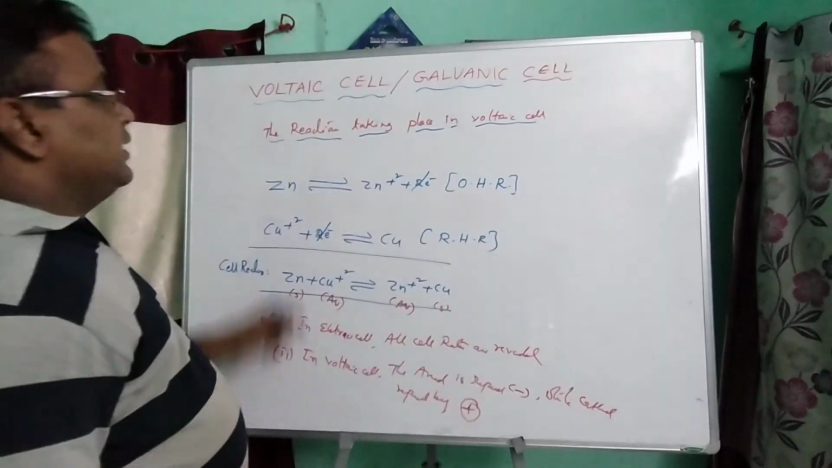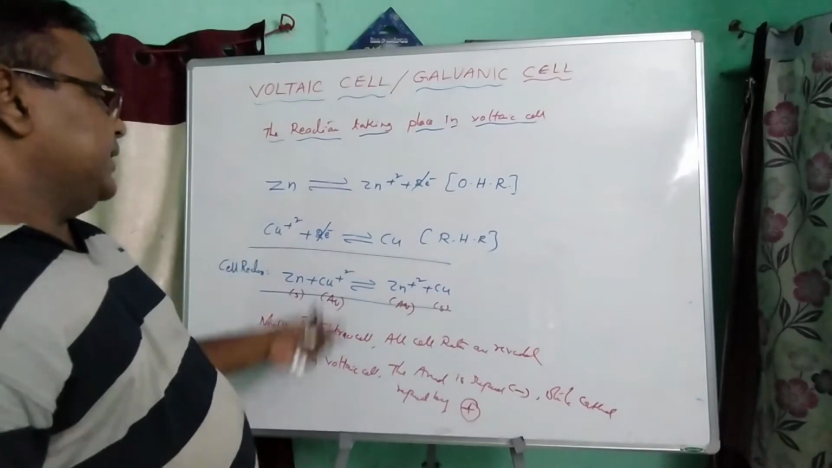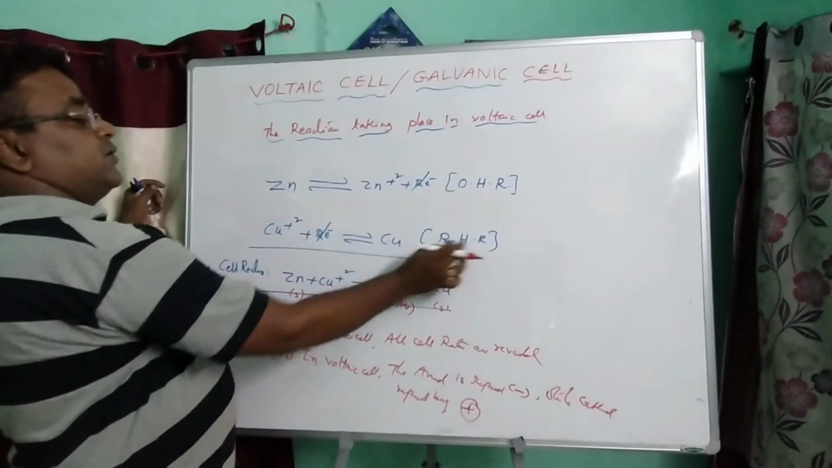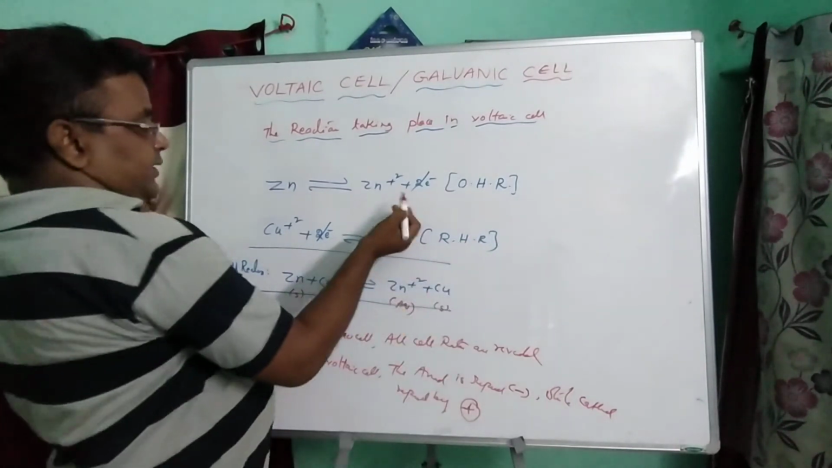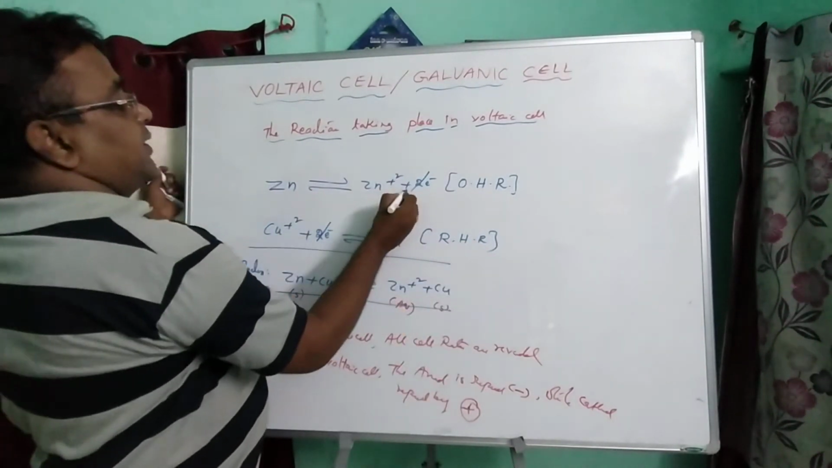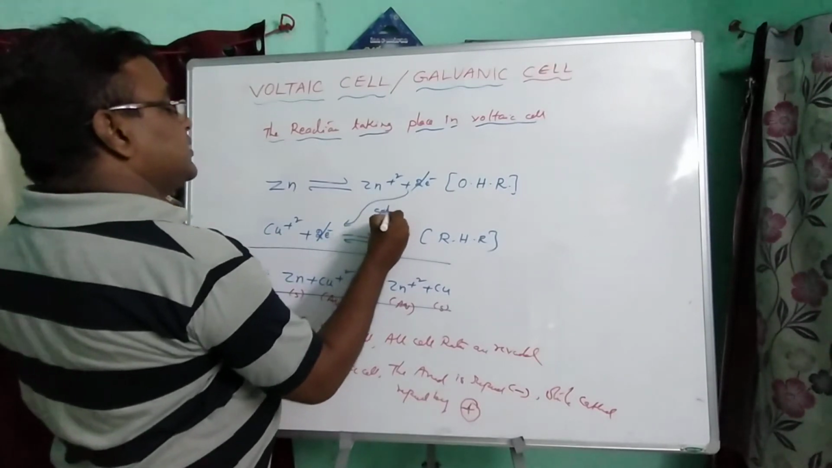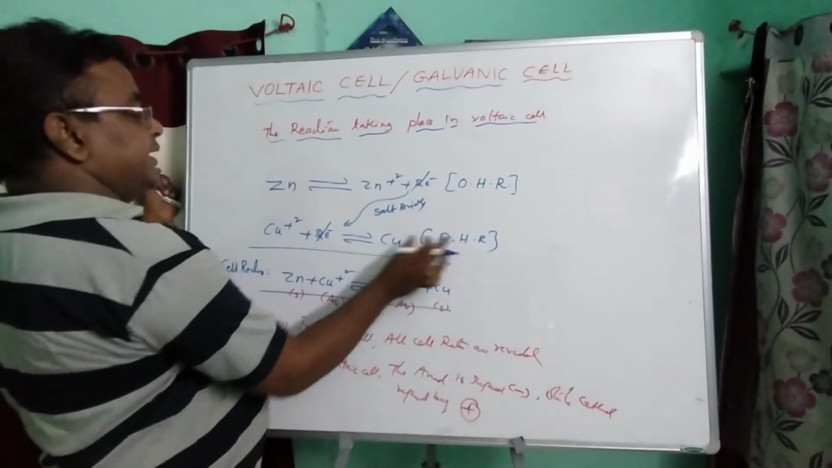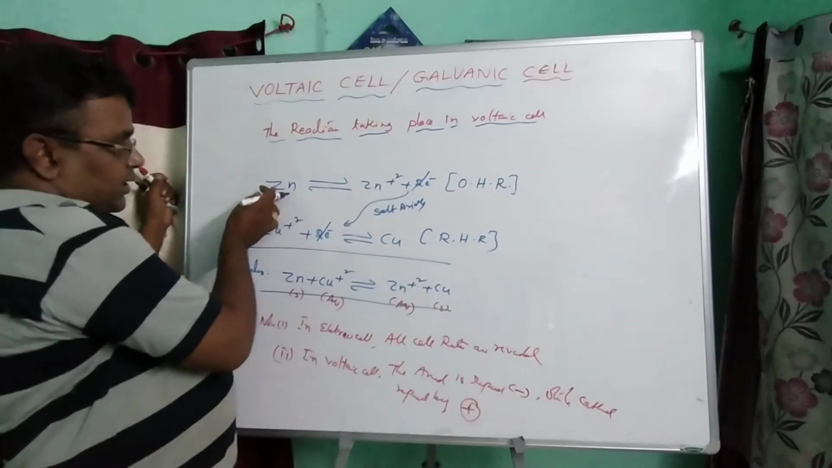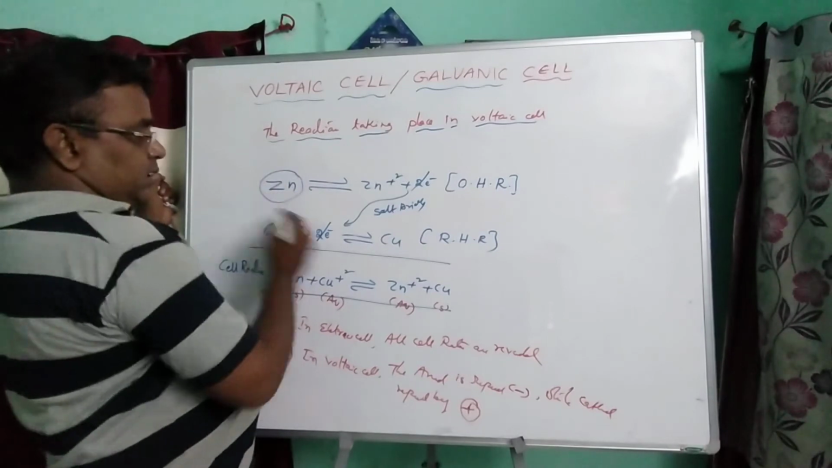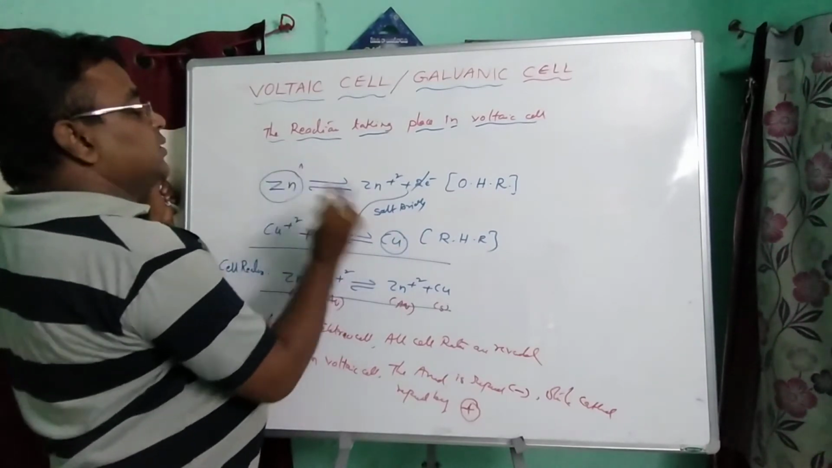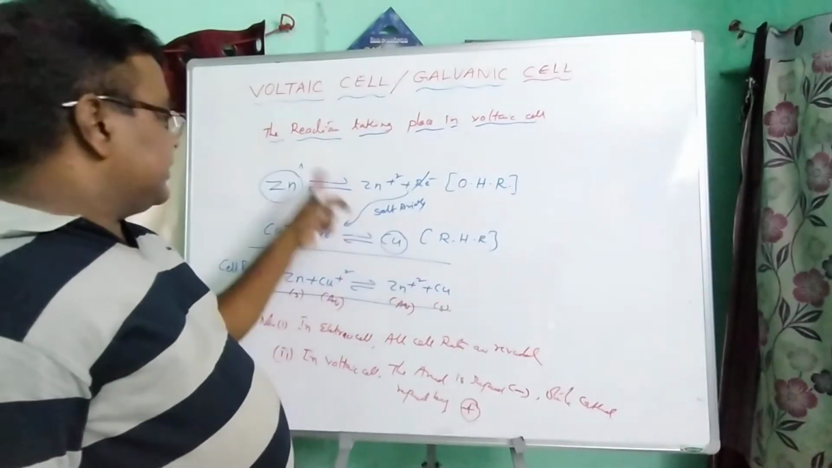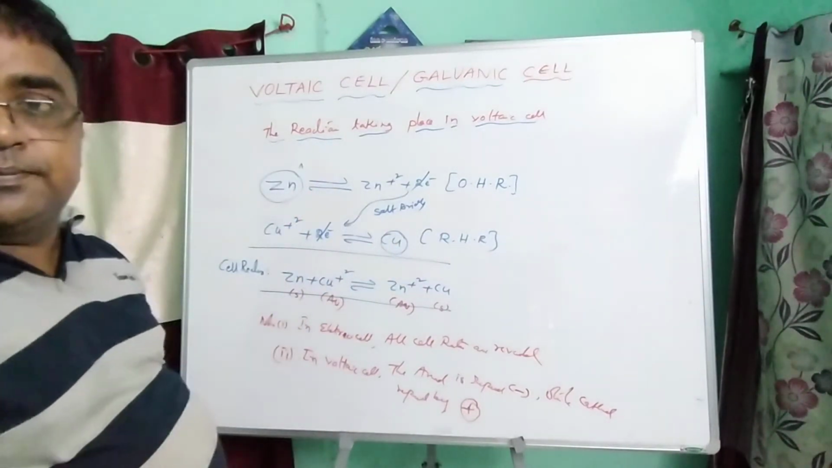So these are the reactions taking place in the voltaic cell. At the anode, the oxidation reaction takes place. At the cathode, the reduction reaction takes place. The liberated electrons travel through the external circuit to the cathode, and the reduction reaction takes place. That means from anode to cathode there is always a flow of electrons. That is why the voltaic or galvanic cell is working.